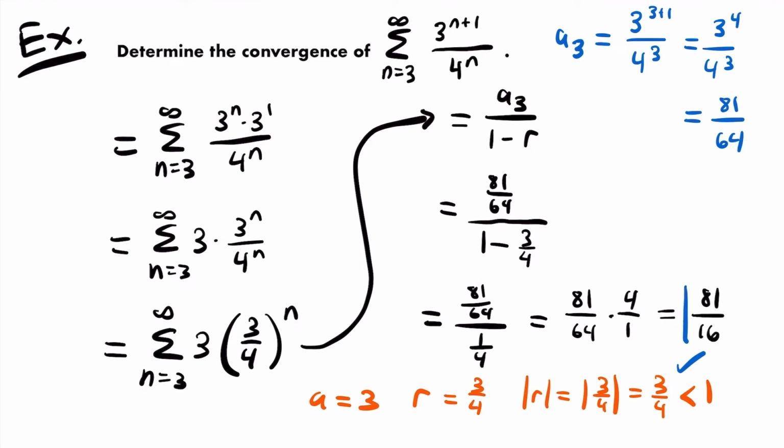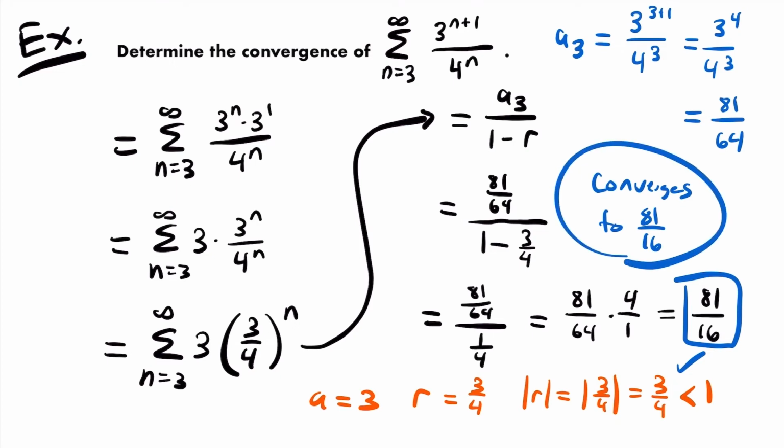All right, and so 81/16 is the sum of this geometric series, or you could see it as the value that the series converges to. So you could also write that the series converges to 81/16. Okay, let's look at another example.